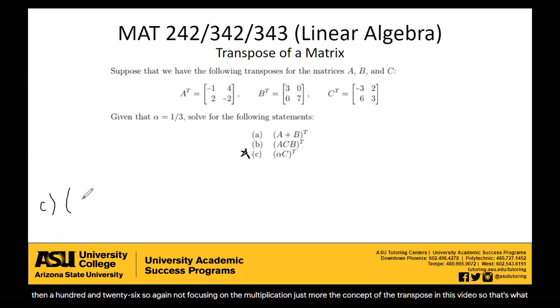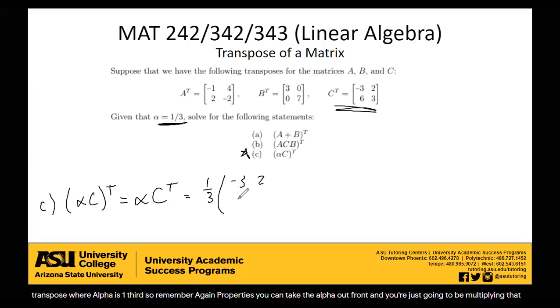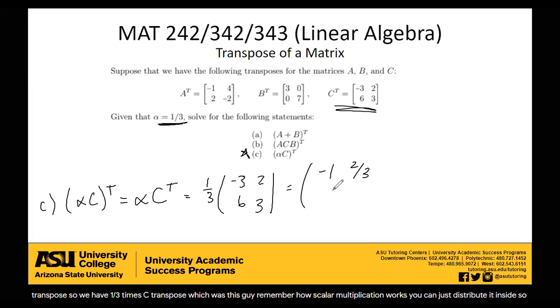So our last one, we're taking alpha C transpose, where alpha is 1/3. So remember, again, properties. You can take the alpha out front, and you're just going to be multiplying that by C transpose. So we have 1/3 times C transpose, which was this guy. And remember how scalar multiplication works, you can just distribute it inside. So we have -1, 2/3, 2, and 1. That's what part C becomes. Cool. So those are all your major properties of the transpose.